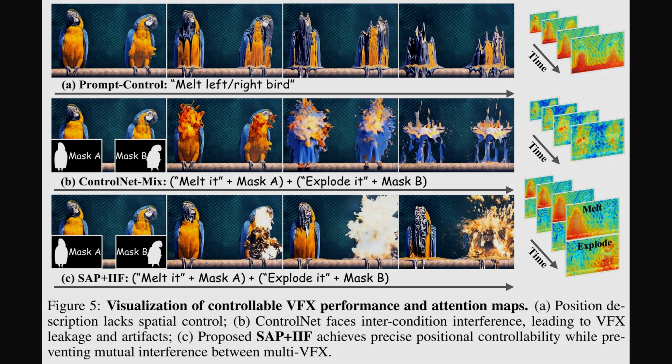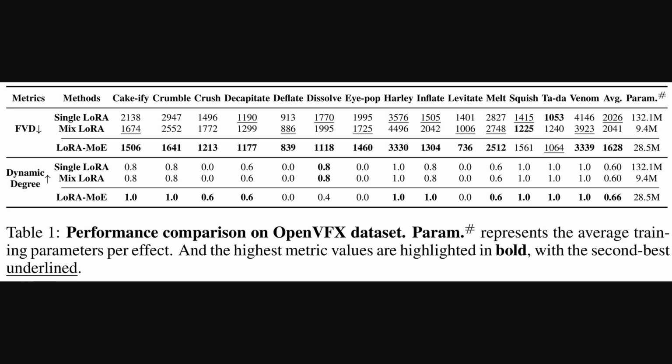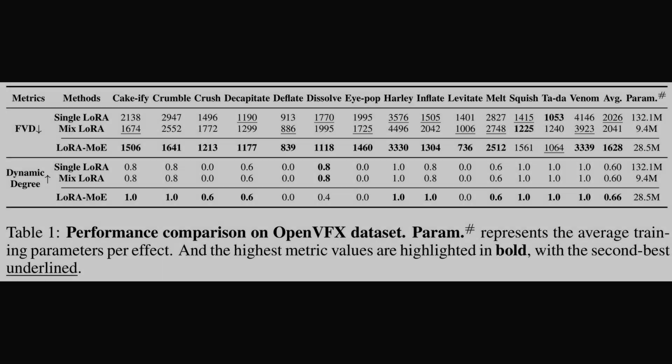Moving to the quantitative results, this table compares the proposed LoRA Mixture of Experts against other methods for creating single visual effects. The authors used two main metrics: Fréchet video distance, which measures overall video quality where lower is better, and dynamic degree, which reflects motion intensity, so higher is better. Looking at the averages, the LoRA Mixture of Experts approach clearly wins, achieving the best video quality and motion scores, all while using far fewer parameters than training a separate model for every single effect. This really shows how effective the architecture is.